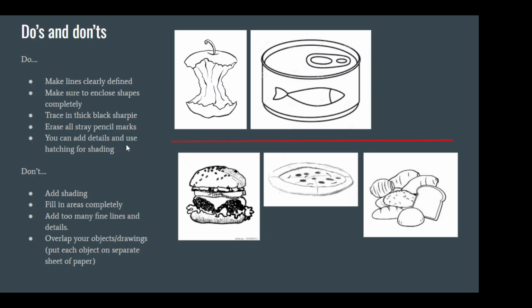You can add detail. But when you do, if you want to add detail like shading, do it with hatching, which is straight lines. If you're confused about what I mean by this, see me and I can show you some examples. Otherwise, just keep it open. Open, simple shapes that you're going to fill.